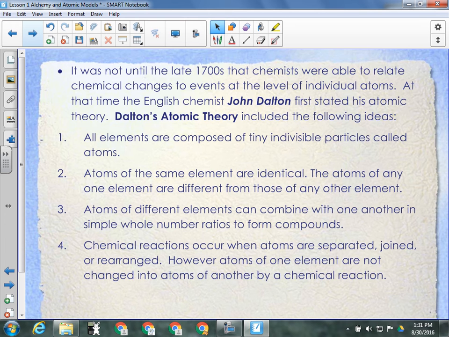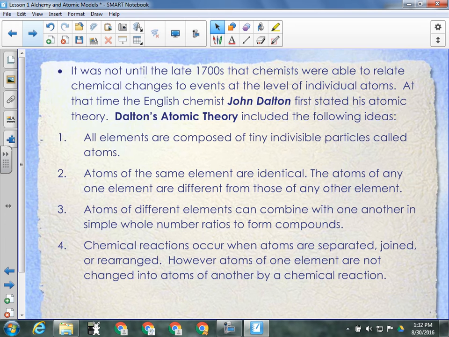So the example I gave you earlier was if I mix sodium, which is an explosive silverish metal, with chlorine, which is a green poisonous gas. If I put them together and they react, I get sodium chloride, which is table salt. But I still have sodium atoms and chlorine atoms. They're just stuck together now. I still have the same materials as before. So Dalton's atomic theory had 4 points.